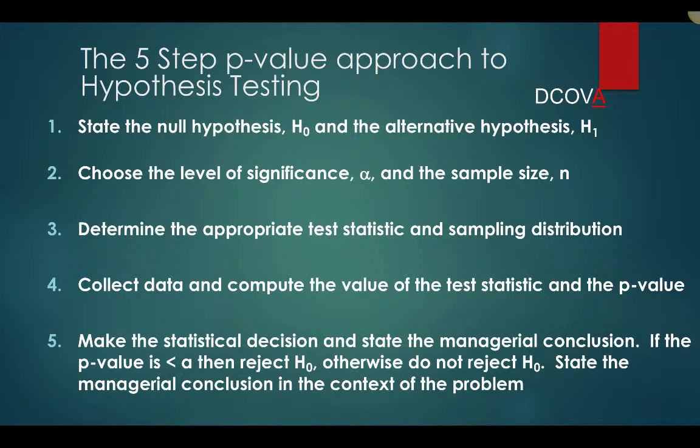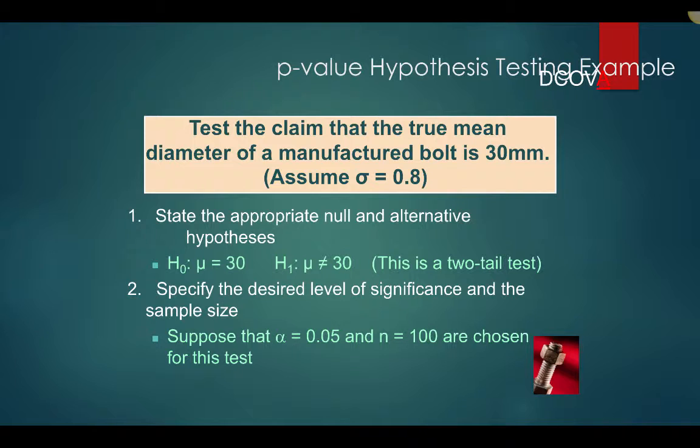So here's an example. We're going to use the bolt is 30. In this case, we have a null and an alternative. The null is 30. And the alternative is it's not 30. Okay, it's a two-tailed test, which means that in a normal distribution, the tails on either end are going to show 0.025 on one side and 0.025 on the other side. Specify the level of significance. We're going at 0.05, and there were 100 bolts used for this test.